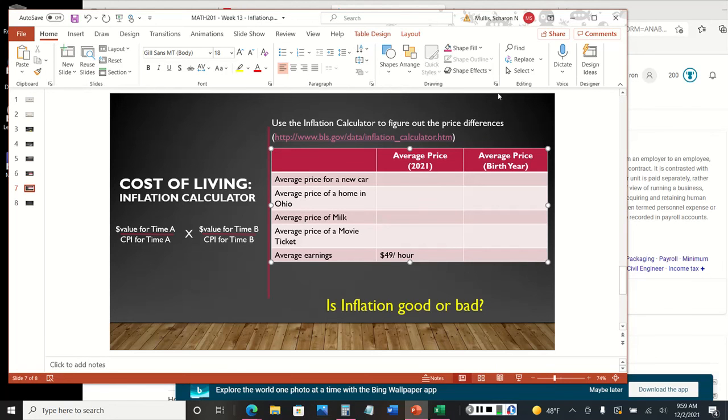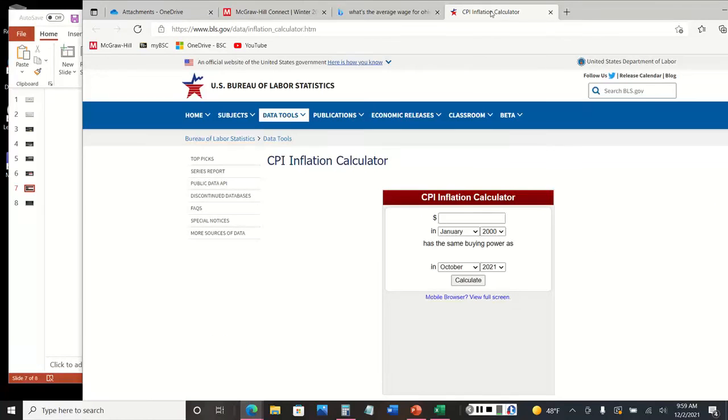So if we use the birth year, I'm just going to use an arbitrary year. This is not my birth year, by the way. So we're going to put $49 here for December 2021. And we want to find out how much it was back in January 1976. So $49 today and what the same buying power is or was back in January 1976.